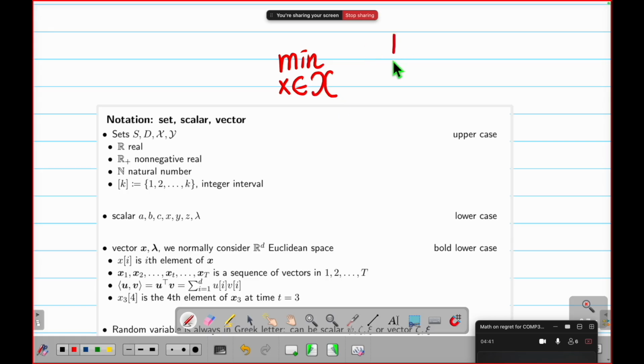Let me call it, let's say, h. h is a function that takes two things. One is the variable x, that means this x. And then there is a random variable. I write it like this. This is the random part.